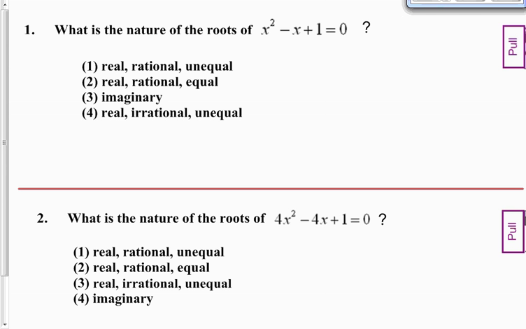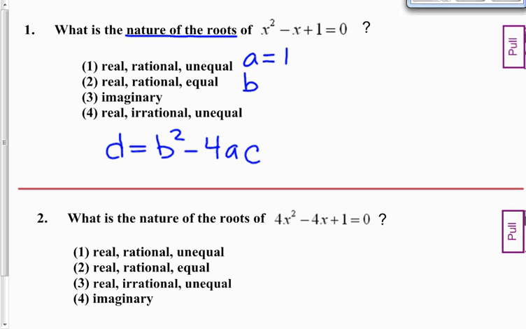Okay, so now we're going to take a look at some Regents questions talking about the discriminant. For question 1, they're asking us for the nature of the roots. Once you see the nature of the roots, that's what the question is requiring you to look at. That means you're using your discriminant, which is b squared minus 4ac. So we need to think about what a is. In this case, we have an a of 1, b is negative 1, and c is positive 1.